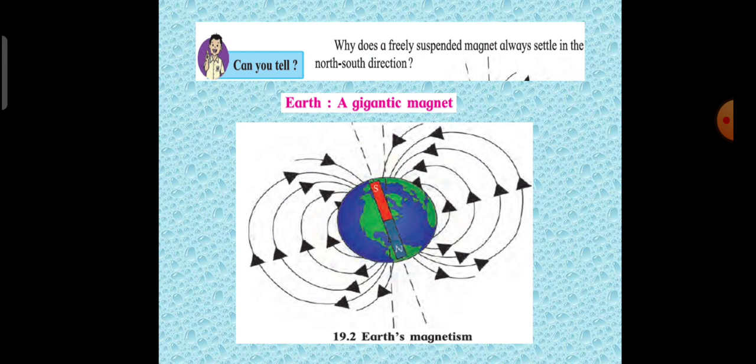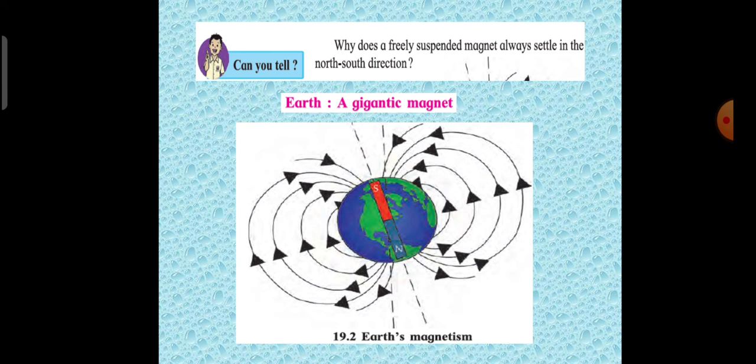Thus, when a magnet is suspended freely, the north pole of the magnet is attracted towards the Earth's magnetic south pole, located near the geographic north pole, and the south pole of the magnet is attracted toward the Earth's magnetic north pole, located near the geographic south pole. Hence, a freely suspended magnet comes to rest in the north-south direction.